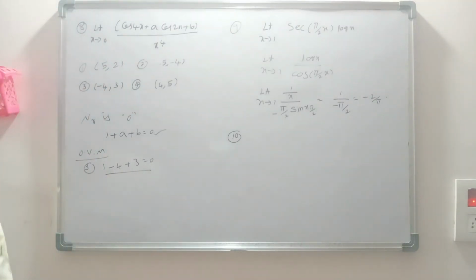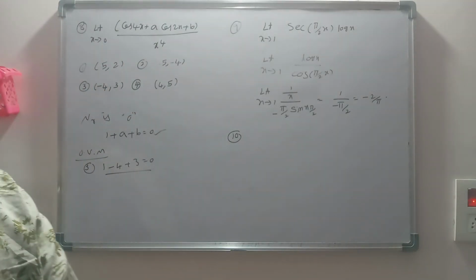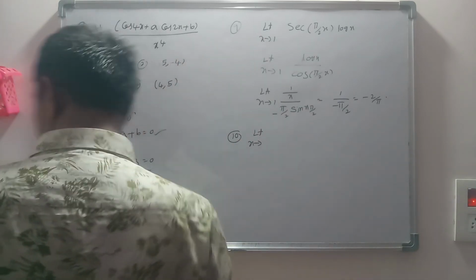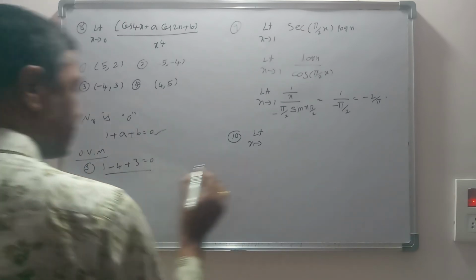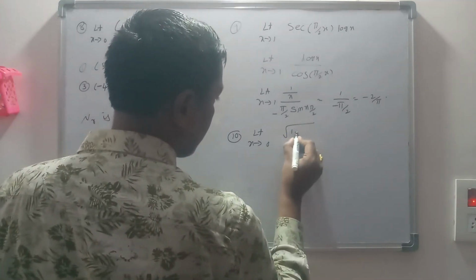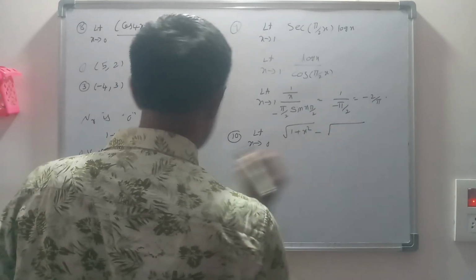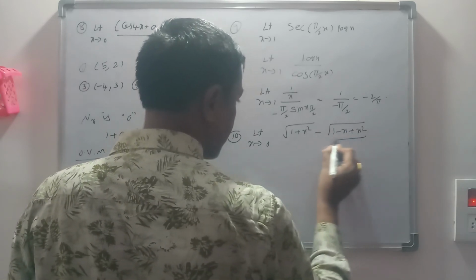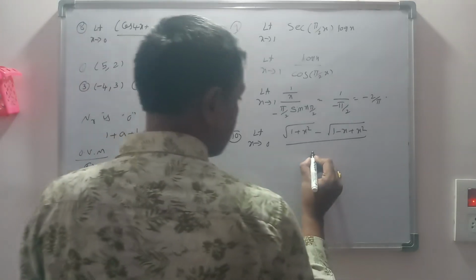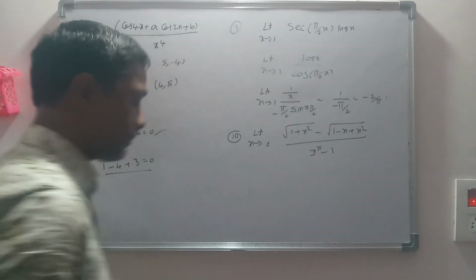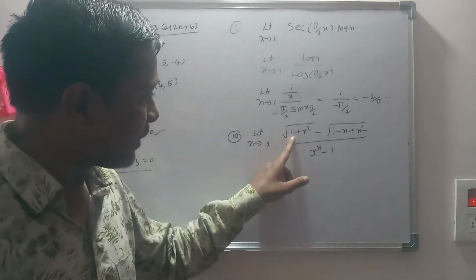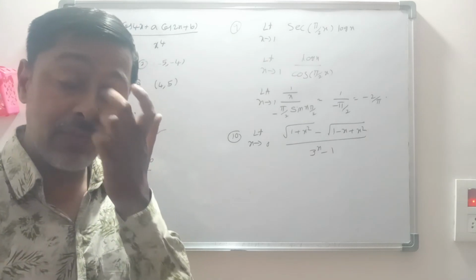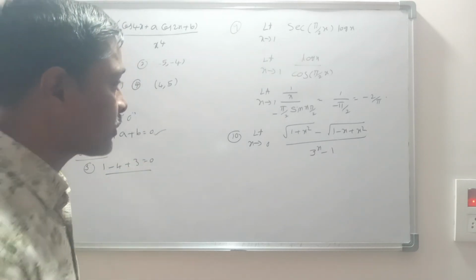10th one. Limit x tends to 0, (root of 1 plus x square minus root of 1 minus x plus x square) by (3 power x minus 1). Put x equal to 0: 1 minus 1 is 0, and 3 power 0 is 1, so 1 minus 1 is 0. It is in the form of 0 by 0, using L'Hospital rule.